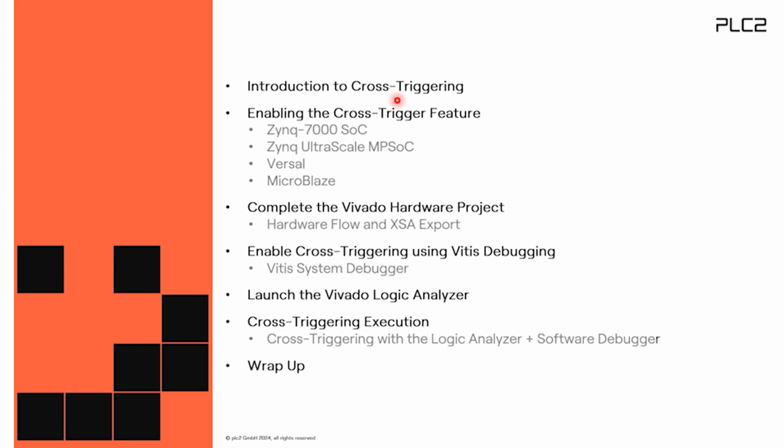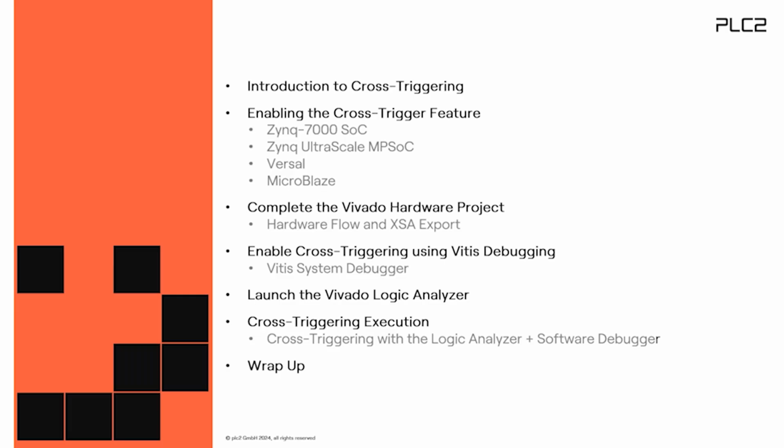So an introduction to cross-triggering, and then we go through the different features which are dependent on the platform we use. So actually Zynq 7000 system on chip, Zynq UltraScale MPSoC, Versal devices, or even legacy FPGAs, where we have a processor by using the soft IP core of a MicroBlaze. And we have nowadays also the RISC-V variant of the MicroBlaze available. And for all of these, cross-triggering features can be supported.